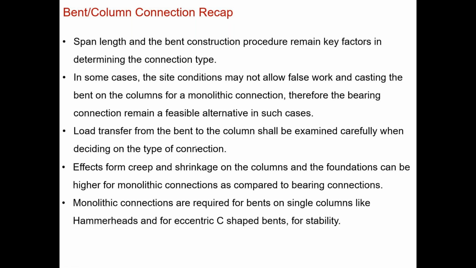The effects from creep and shrinkage on the columns and the foundations are one big key factor here, especially when you use the monolithic connection between the cap and the column, as compared to the bearing connection. In all situations, creep and shrinkage will have effects, whether you have a monolithic or a bearing connection, but they are magnified in one scheme more than the other. And there are situations, like I said before, where monolithic connections are mandatory, like whenever you have hammerheads or C-shaped eccentric bents for stability.